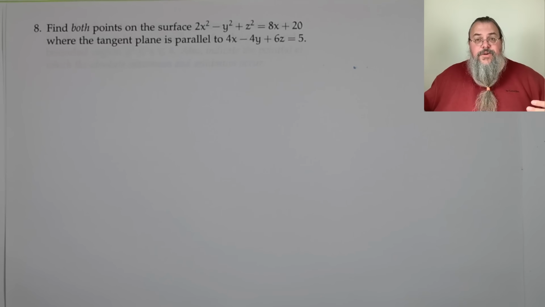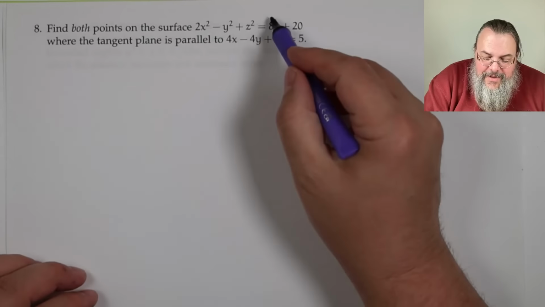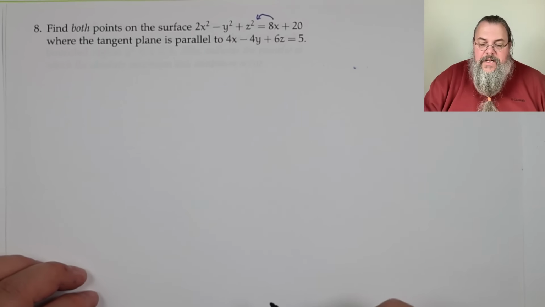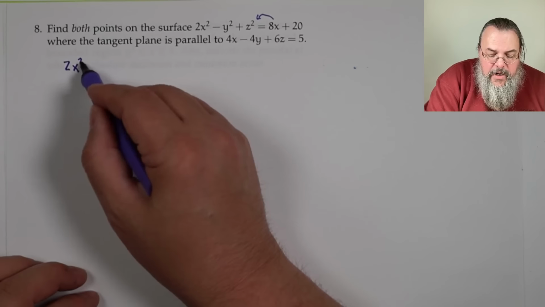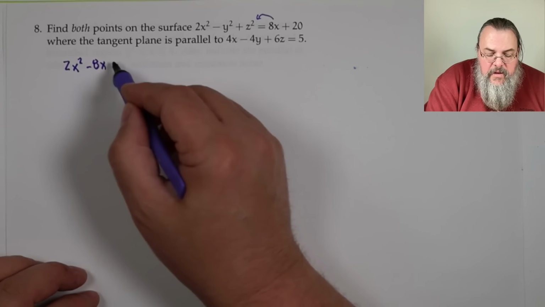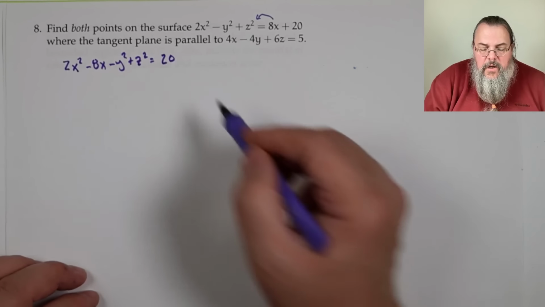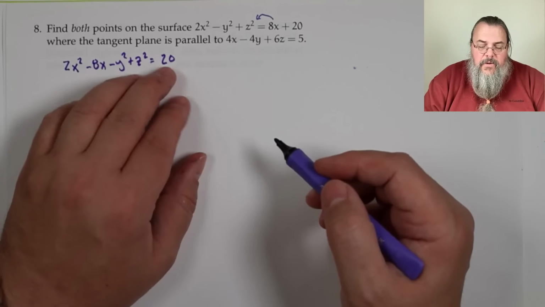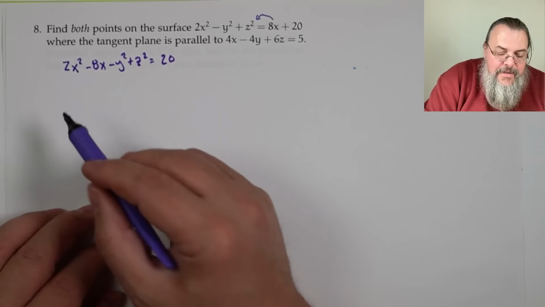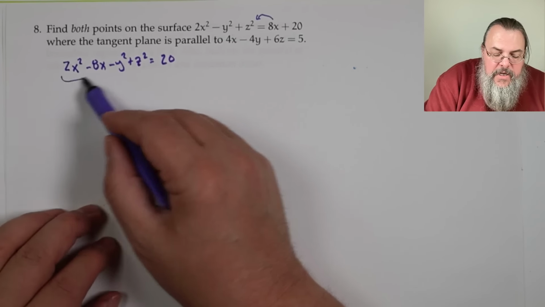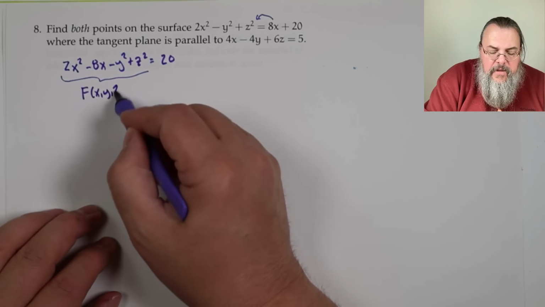Well, first thing you need to do is move all the variables to one side. So this 8x, I want to move it across so that it's joining the other variables. Let's put it with the x variable. So we have 2x squared minus 8x minus y squared plus z squared equals 20. You can move the 20 across, but you don't need to. The important thing is that this side is a number. It doesn't have to be 0. Any number will do. And we're going to think of this part as our function of x, y, z.